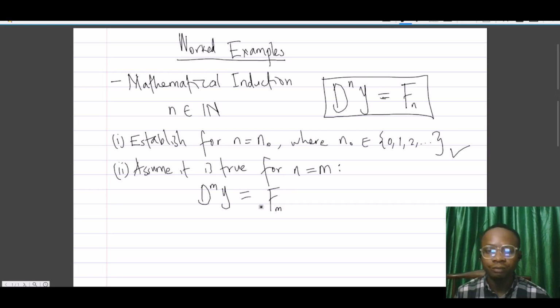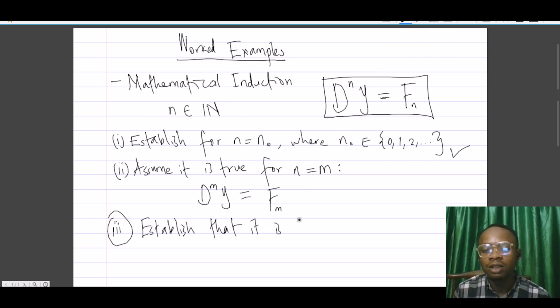That's an assumption. Based on that assumption, it's not that we are checking whether it is true or not, we are assuming it is true. Having established that it is true for n equal to 1 or whatever the first term is, we're assuming it is true for some m, which is also a natural number. Then, based on this assumption, we will now establish that the statement is true for n equal to m plus 1.